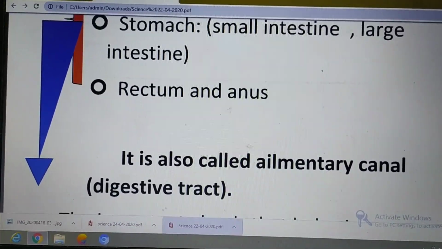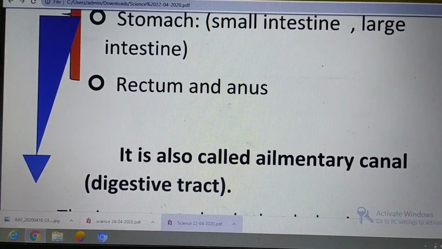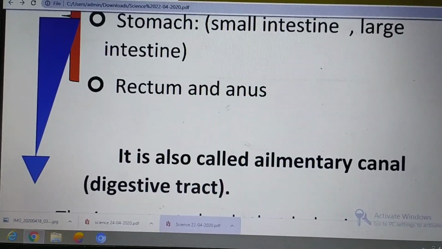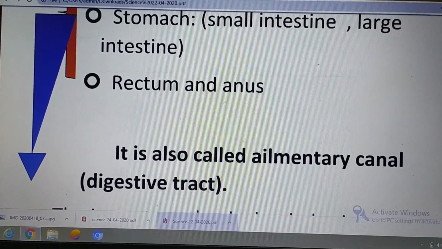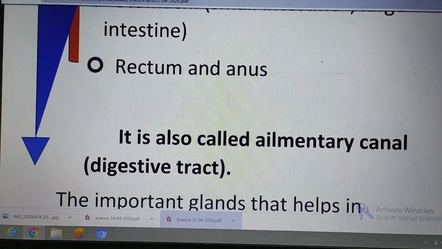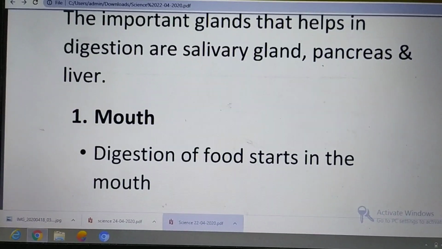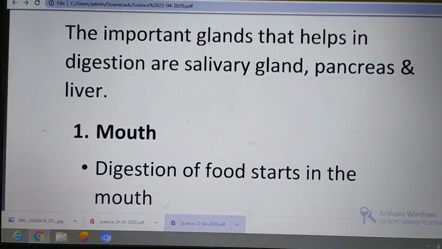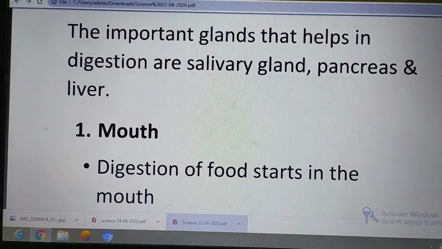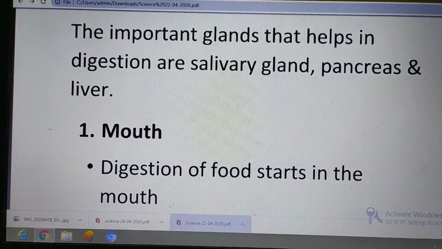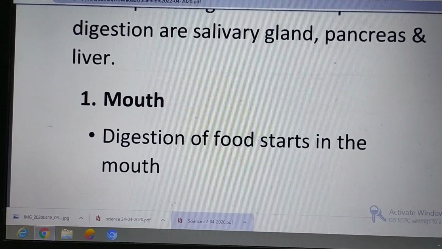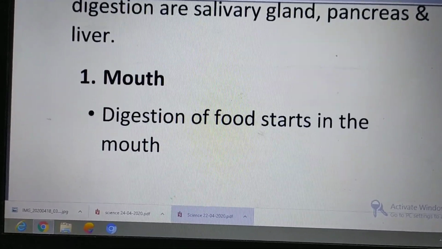The esophagus, stomach, small intestine, large intestine, rectum and anus are together called the alimentary canal or digestive tract. Now the food that we take, from where do we take the food? Yes, it starts from the mouth. The mouth helps to digest the food. That means the digestion of food starts in the mouth.